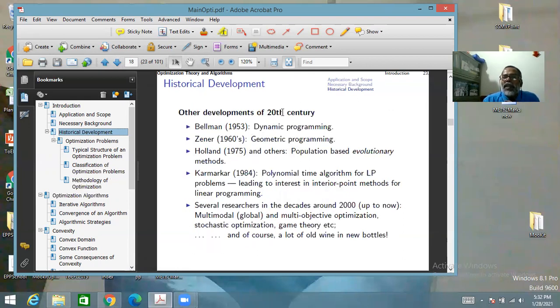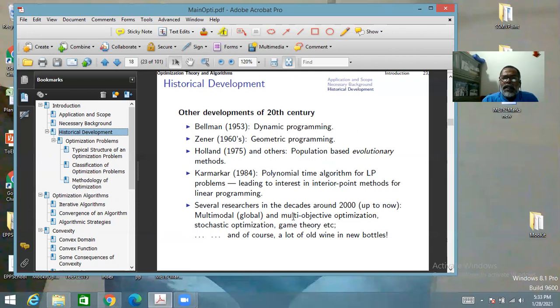Among other developments in 20th century, Bellman developed dynamic programming, Zener developed geometric programming, Holland and others started working on population-based evolutionary methods, on which later many others also have contributed in last 3-4 decades. Karmarkar gave a polynomial time algorithm for linear programming problems, which brought the interest of the scientific community to interior point methods for linear programming problems also.